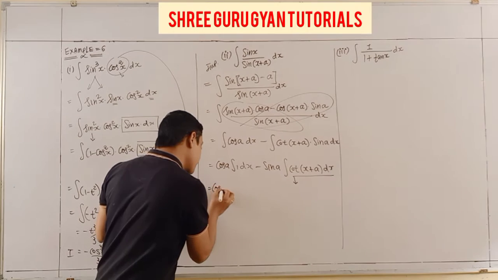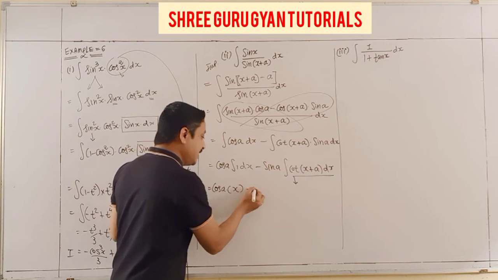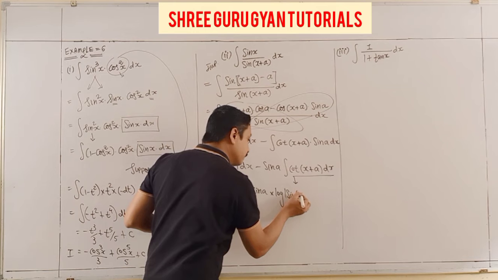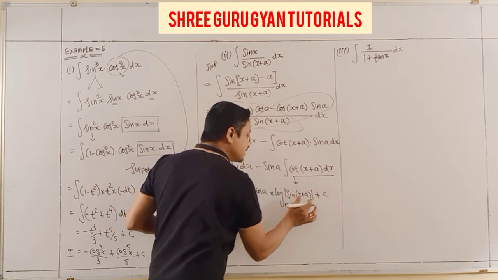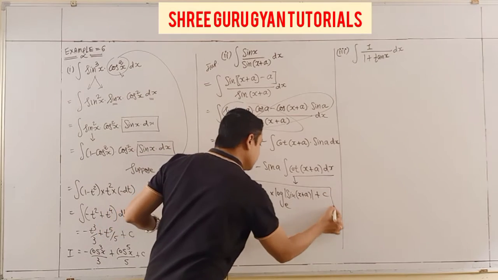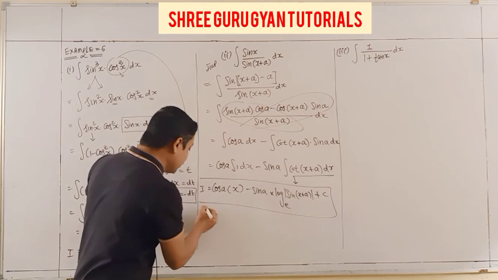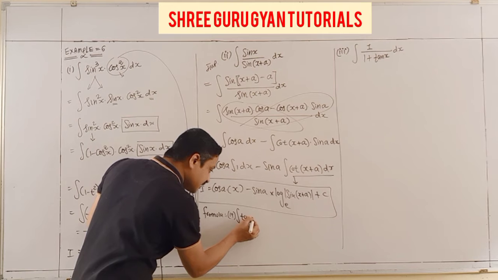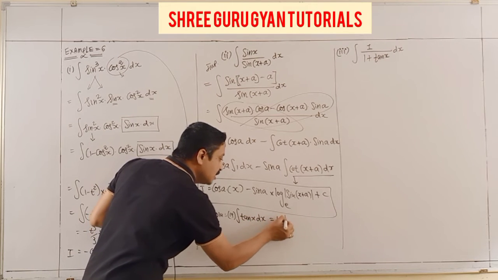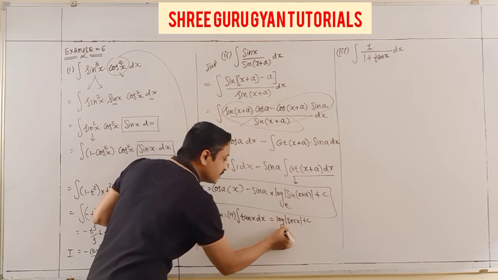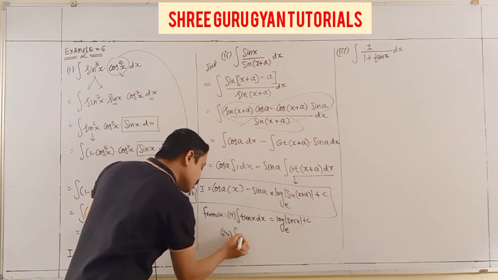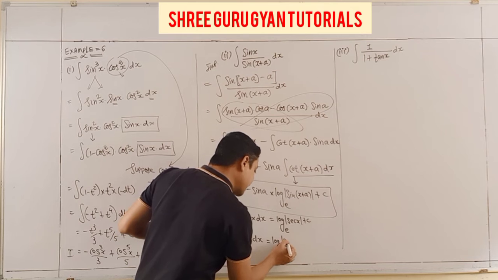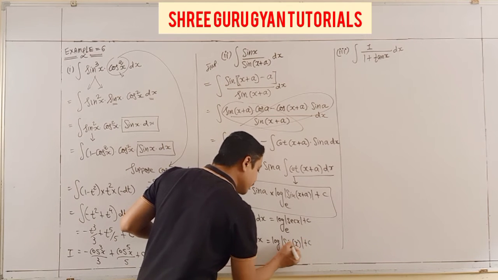So cos a, one integration is x, and sin a, students, cot integration is a log modulus of sin. I will explain why it is sin. But first of all, I complete this numerical according to the rule. Now formula number 19, students, write down. Integration of tan x dx. It is log modulus sec x plus c. And formula 20, integration of cot x dx, which I utilize here, log modulus sin x. Why this? I will explain, don't worry students.